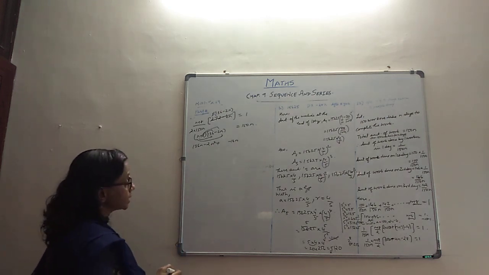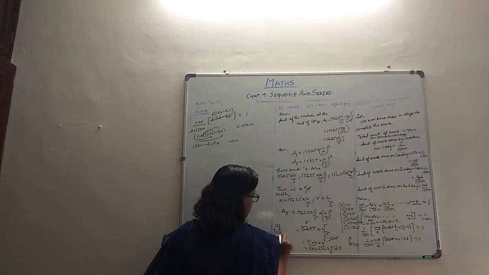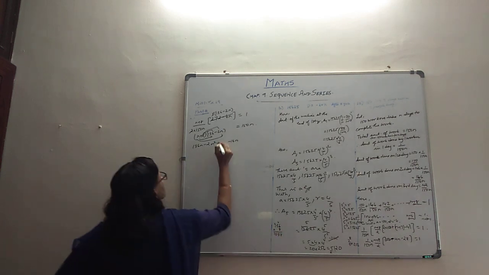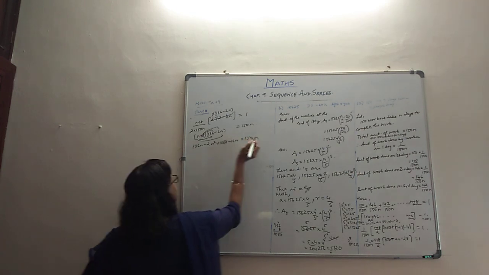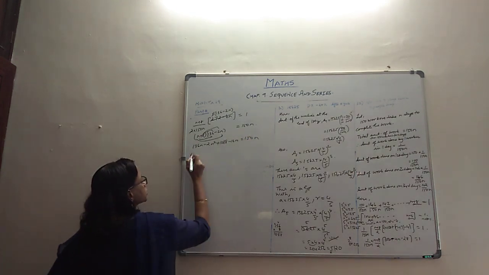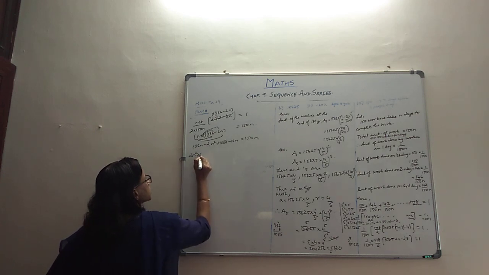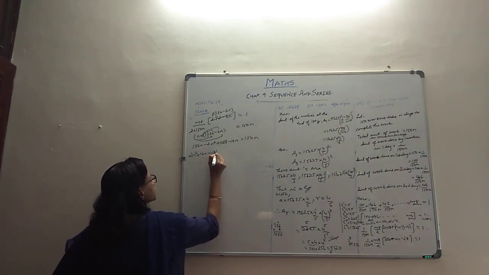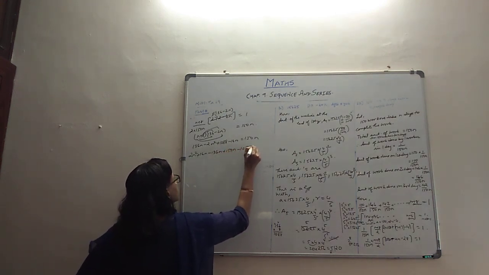136 into 8. How much is that? 6 8s are 48, 4 carry. 8 3s are 24 and 4 is 28, 2 carry. 8 1s are 8, 10. 1088. 1088 equal to 150n. And now these are all scattered. Let's have it on one side. Let this go there because this minus is there. Plus 16n minus 136n plus 150n minus 1088 equal to 0.